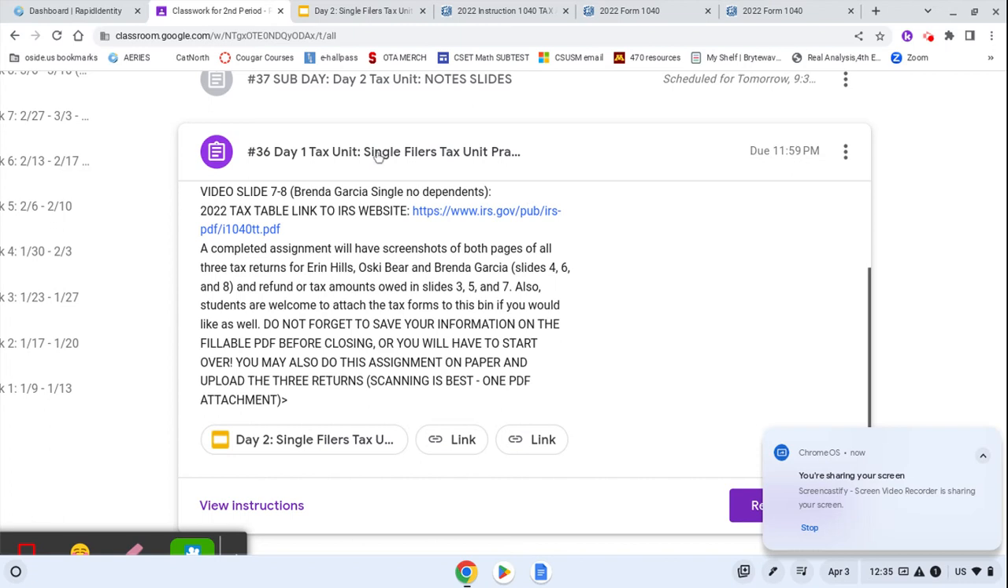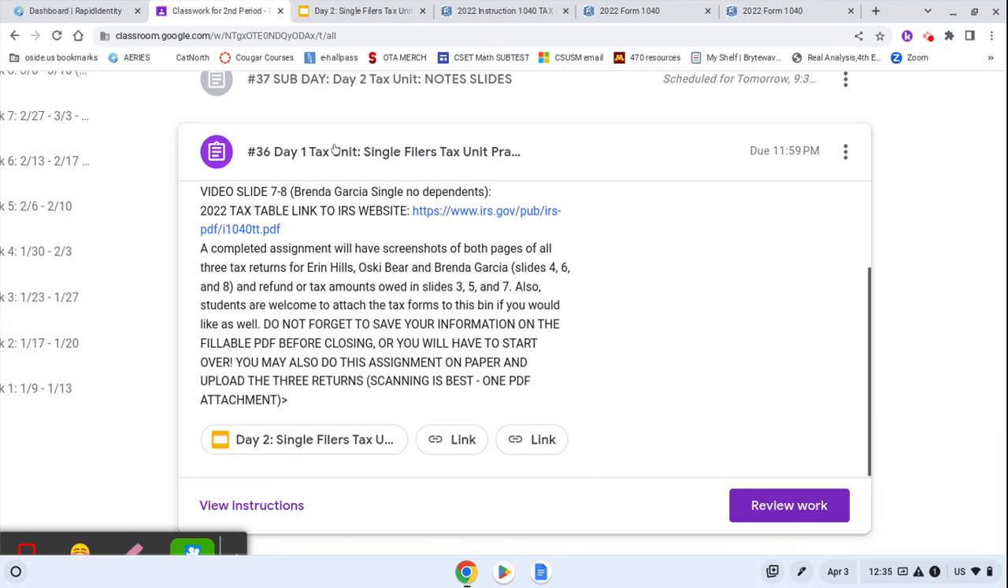All right, who is ready to learn how to file some taxes? We're going to start today with single tax returns, meaning it's going to be a W-2 for one person at a time. And we are going to do 3 of these.